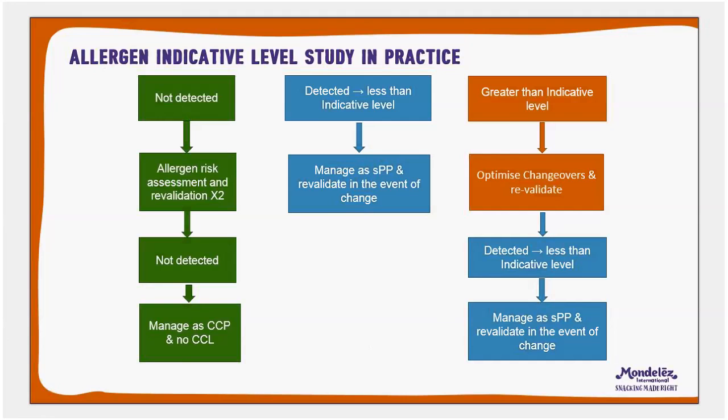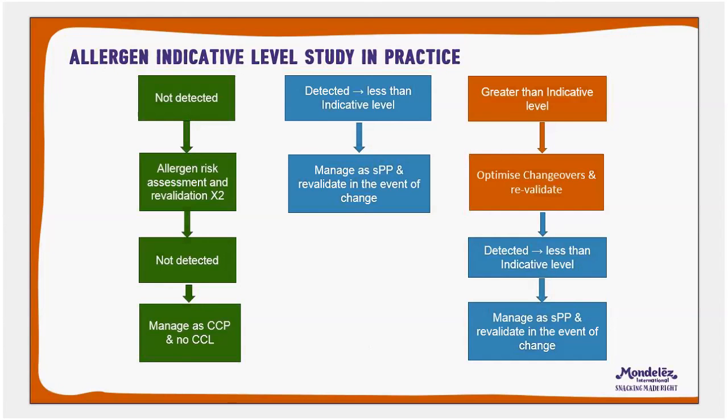Okay, we're going to move on now to just think a little bit about indicative levels. We're all aware of what they are, and we now know that the new quality policy is very clear that if we can clean allergen off to a level where it is not detectable, then we should manage that change as a critical control point and minimise the need for cross-contact labelling.